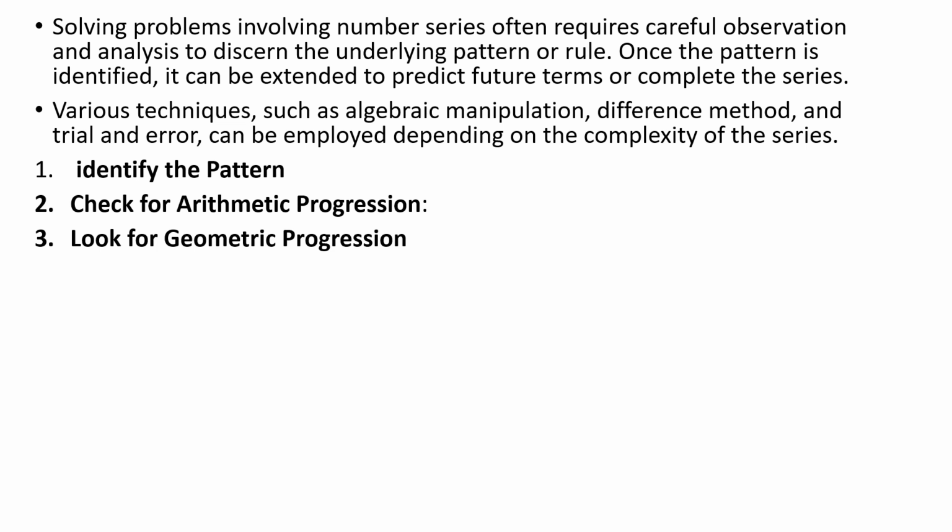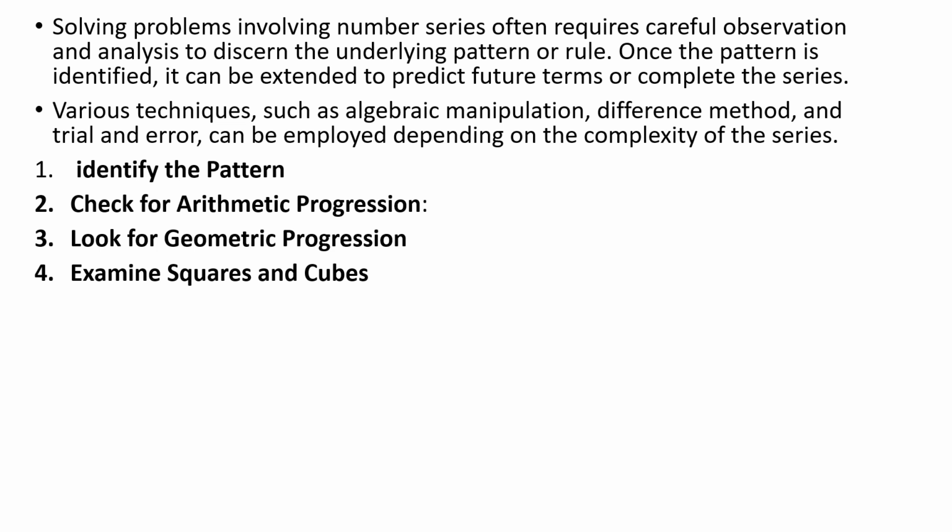If the series involves multiplying or dividing each term by a constant ratio to obtain the next term, it is a geometric progression. So again, use the formula for the nth term of the geometric progression. That will be a into r to the power n minus 1. Here a is the first term, r will be the common ratio, and n will be the required number.